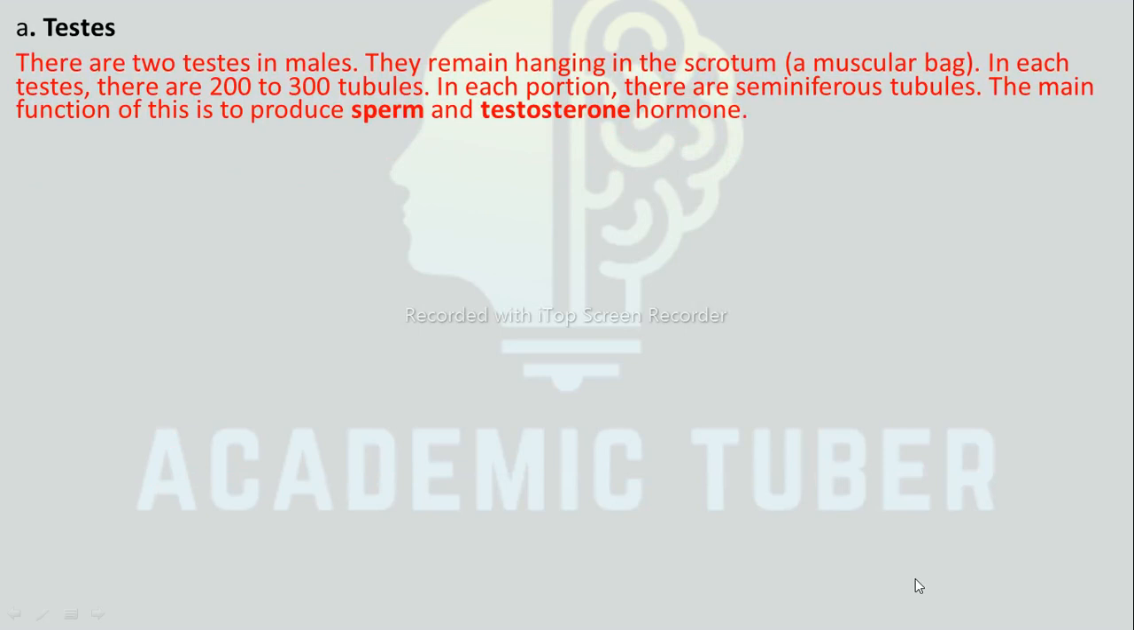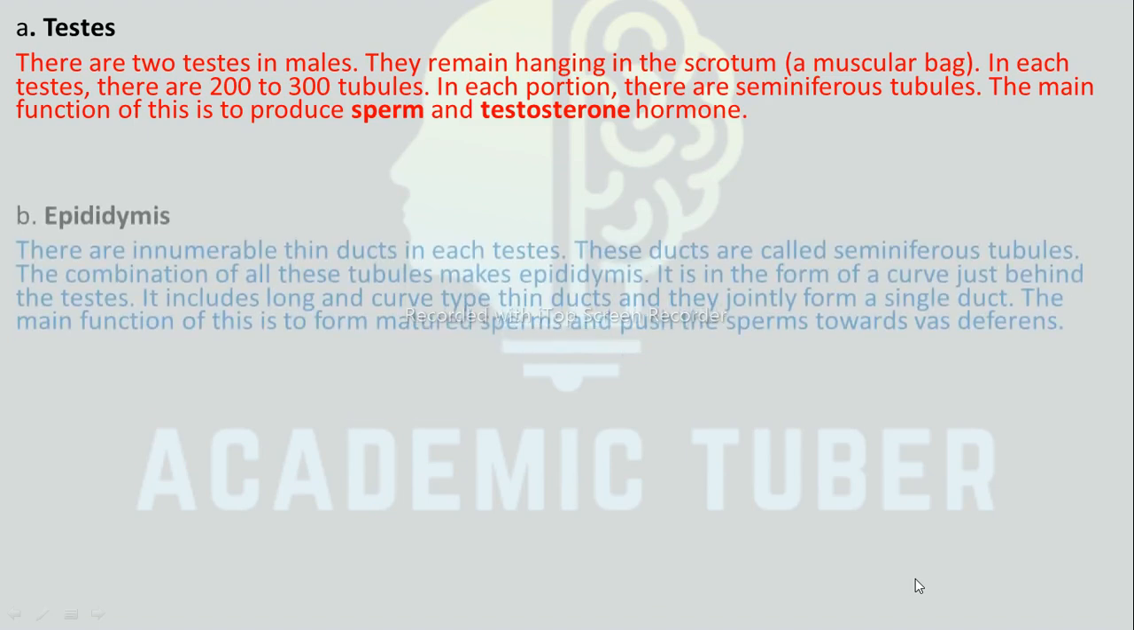Testes. There are two testes in males. They remain hanging in the scrotum. In each testis there are 200 to 300 tubules. In each portion there are seminiferous tubules. The main function of these is to produce sperm and the hormone testosterone.